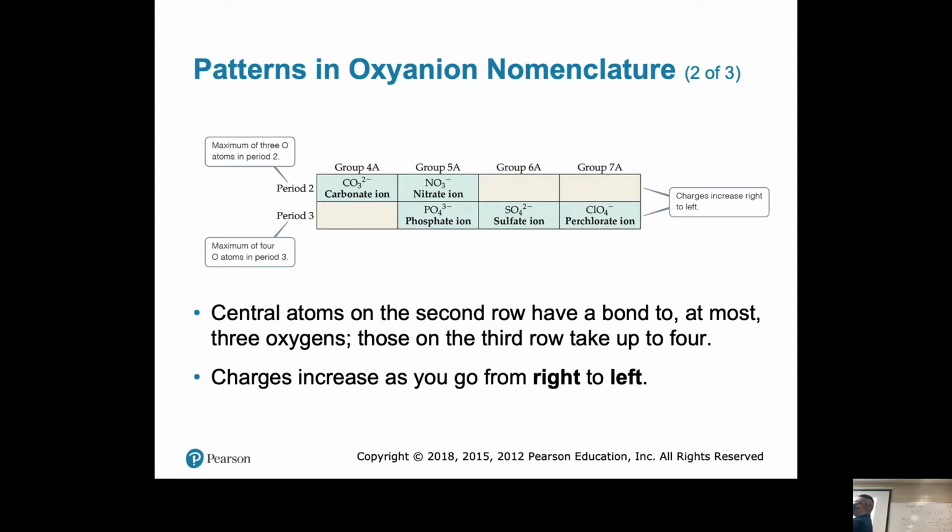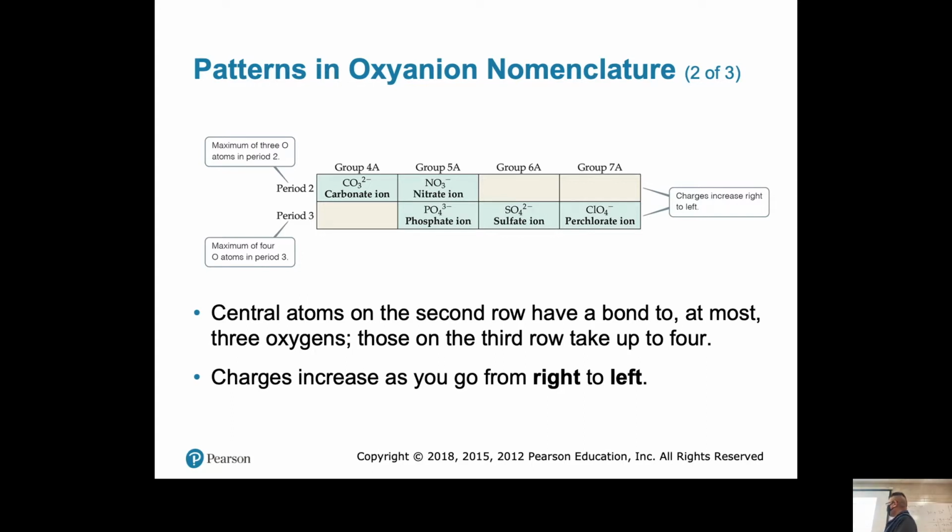You already knew that before anyway, because group 7 has a -1 charge, group 6 has a -2 charge, and group 3 has a -3 charge right there. If this was nitrogen by itself, it would also be -3. So it still follows all the same rules as before, with just one little exception.